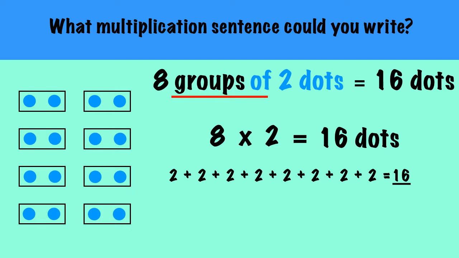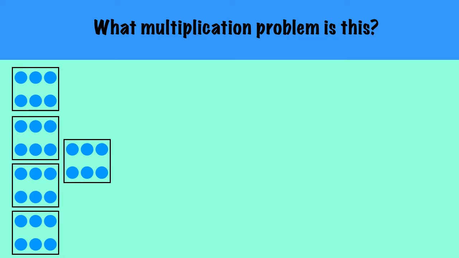Now let's look at one more challenge. What multiplication sentence is this problem showing? Well, remember, for multiplication, you need 2 pieces of information. First, you need to know how many groups do we have. We can see that there are 5 groups. The next thing you need to know is how many dots or how many objects are in each group. Here you can count that each group has 6 dots in it.